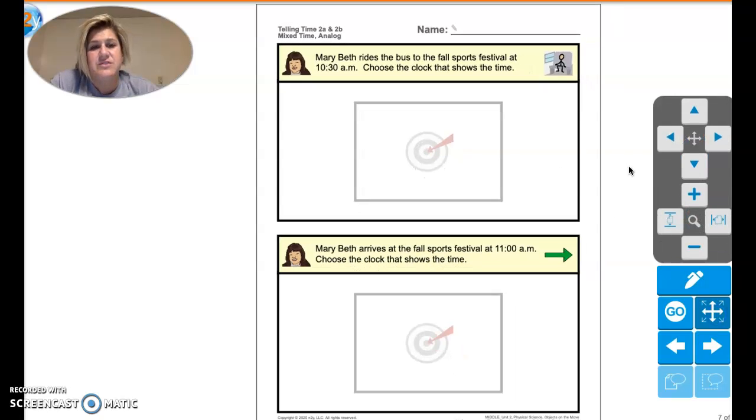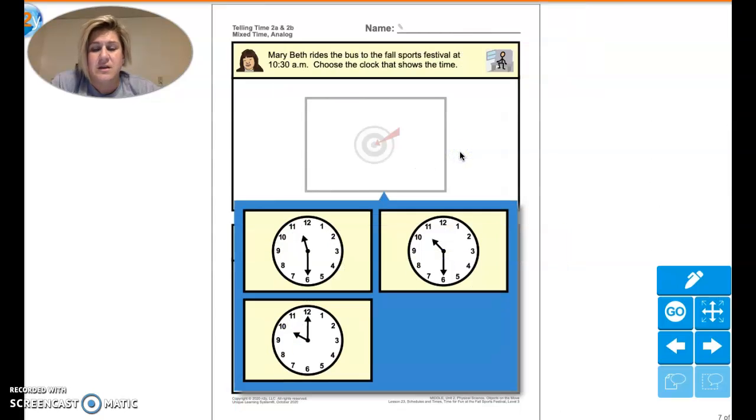Mary Beth rides the bus to the Fall Sports Festival at 10:30. Choose the clock that shows the time. So this time we are going to choose an analog clock. Which one of these says 10:30? Remember, the short hand says the hour, and the long hand says the minutes. So this clock says 10 o'clock. This short hand does point to the 10, but if the long hand is way up here, this means o'clock. So we're going to choose this one, 10:30.